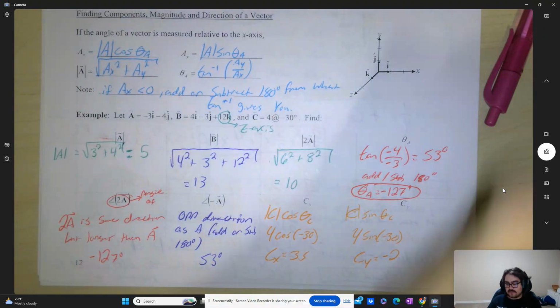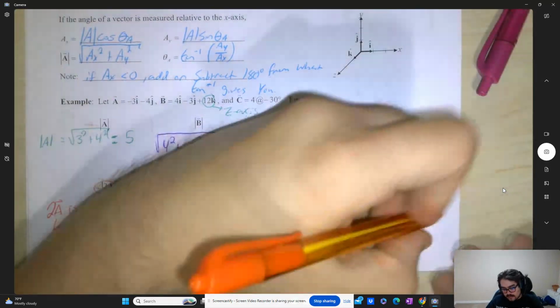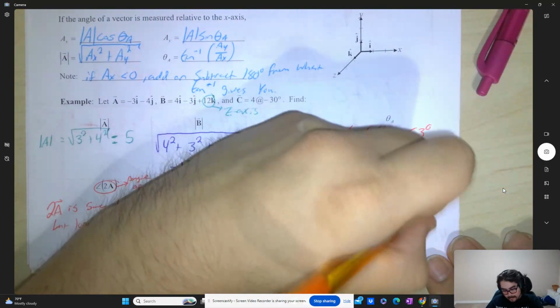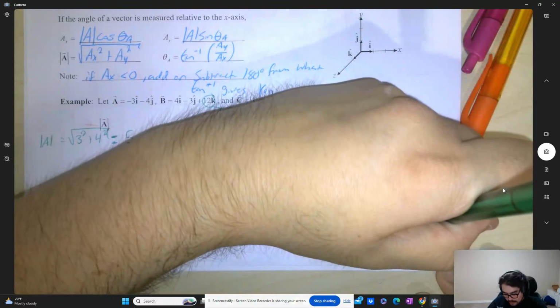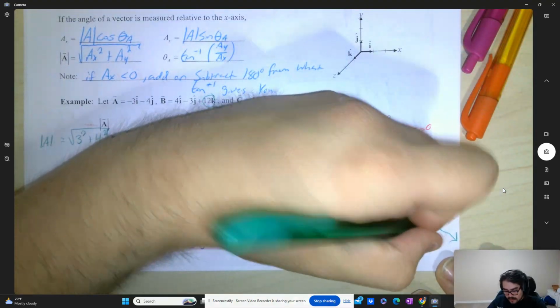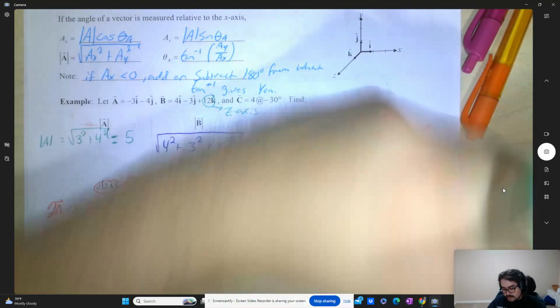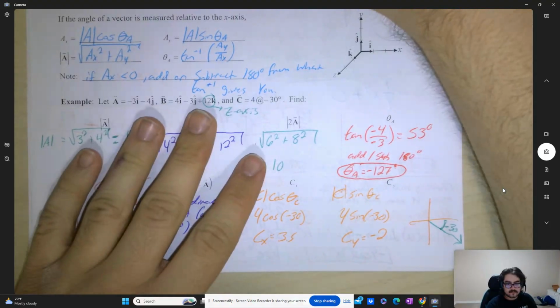And when I say negative 30, by the way, here's what I mean. When we say that this is directed at negative 30, here's my coordinate grid. Vector c is then directed maybe something like right here, and this angle right here is negative 30. Hopefully that makes sense.